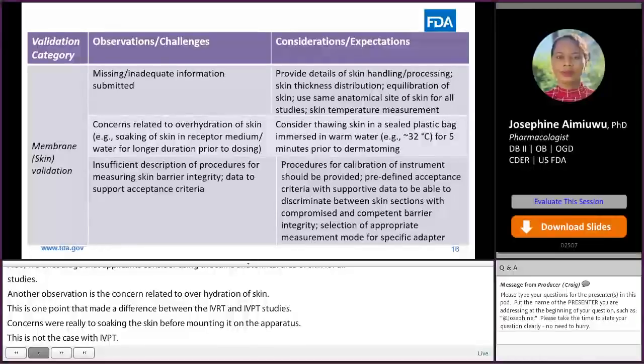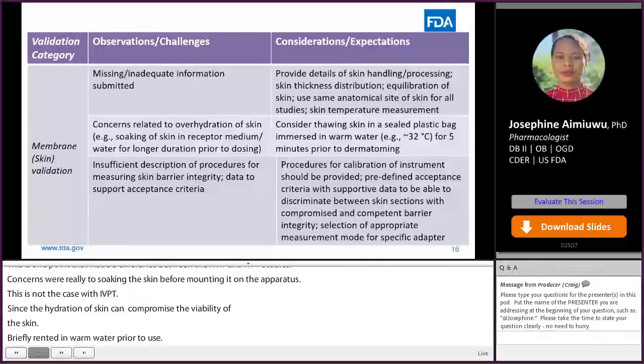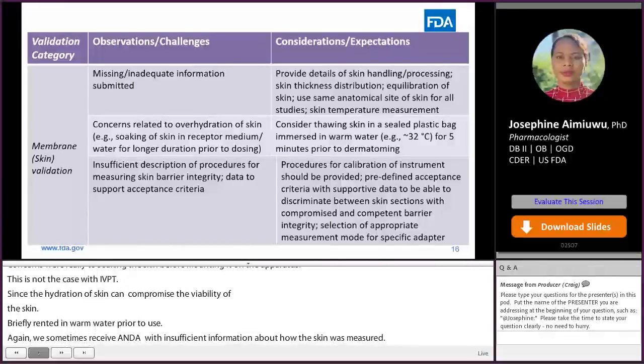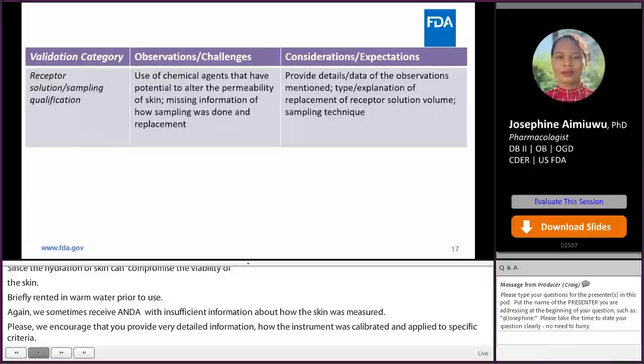Again, we sometimes receive ANDAs with insufficient description on how the skin barrier integrity was measured. We encourage that you provide very detailed information on how the instrument was calibrated, outline pre-specified acceptance criteria, if possible with supportive data, to be able to discriminate between skin sections that are compromised and competent.